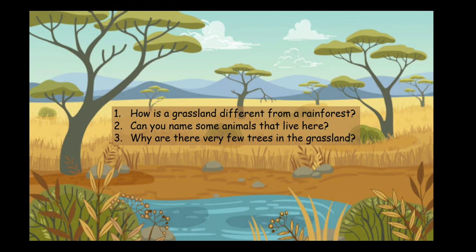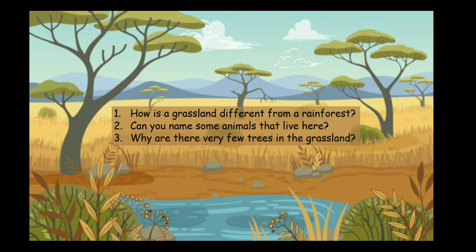Can you think of the reason? Yes, the reason is that this place, that is the grassland, does not get as much rain as the rainforests. Rainforests are located in the tropical regions, and that is why they get a lot of rain.